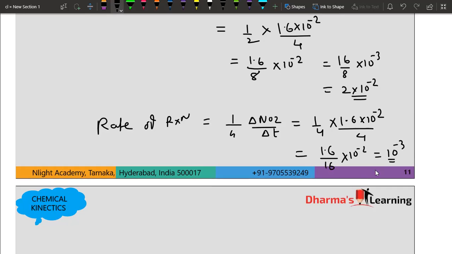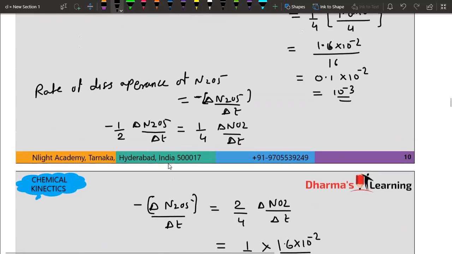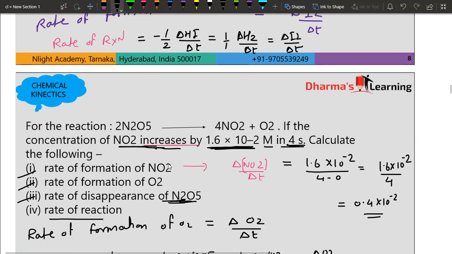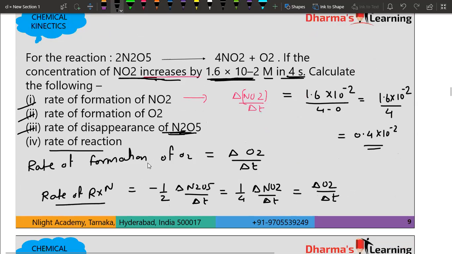This is 0.1. What will be the unit for all of this? We know the unit of rate of reaction is mole per liter per second. So this is how to calculate the rate of any chemical reaction, rate of formation, rate of disappearance, or rate of any reaction with respect to the stoichiometric coefficient. The point to be noted here is that in case of formation or disappearance, we never include the stoichiometric coefficient. We include the stoichiometric coefficient only in case of the complete or average rate of reaction. Thank you.